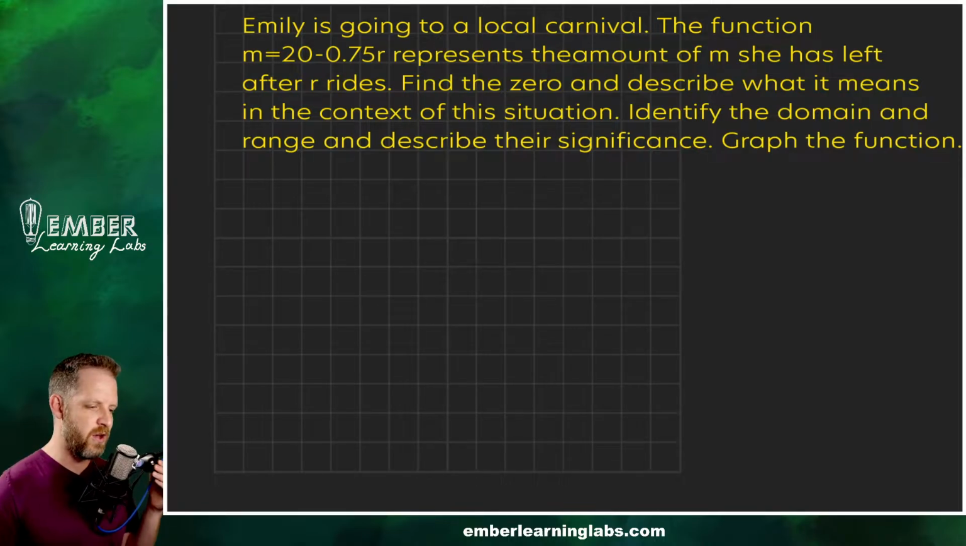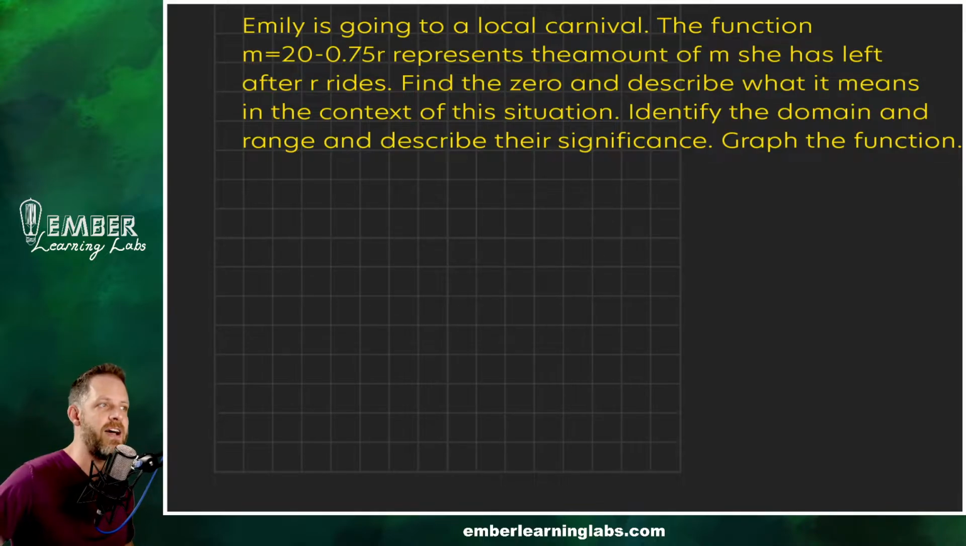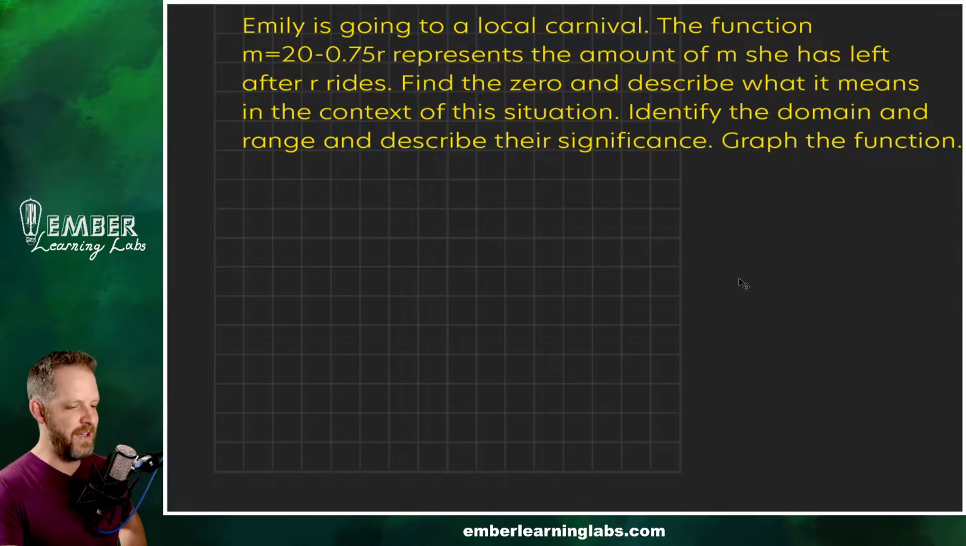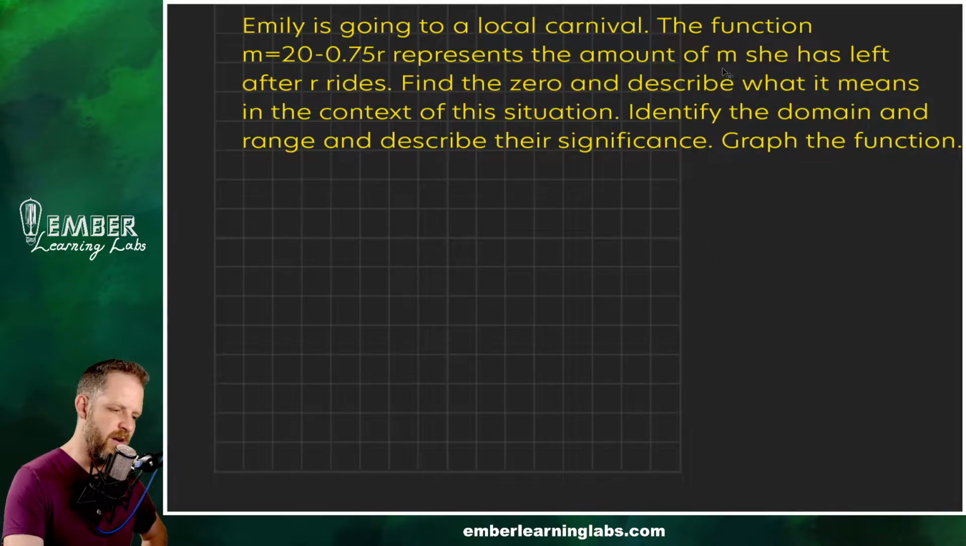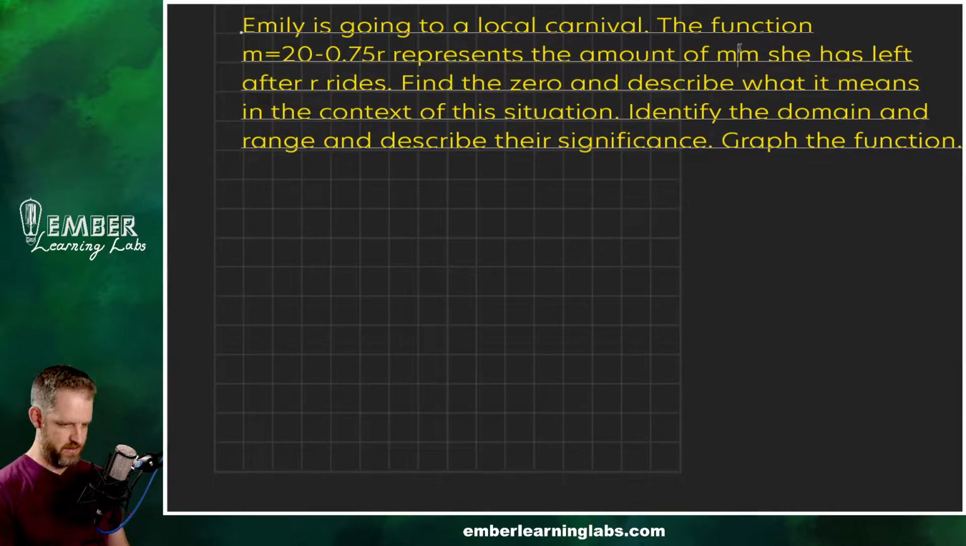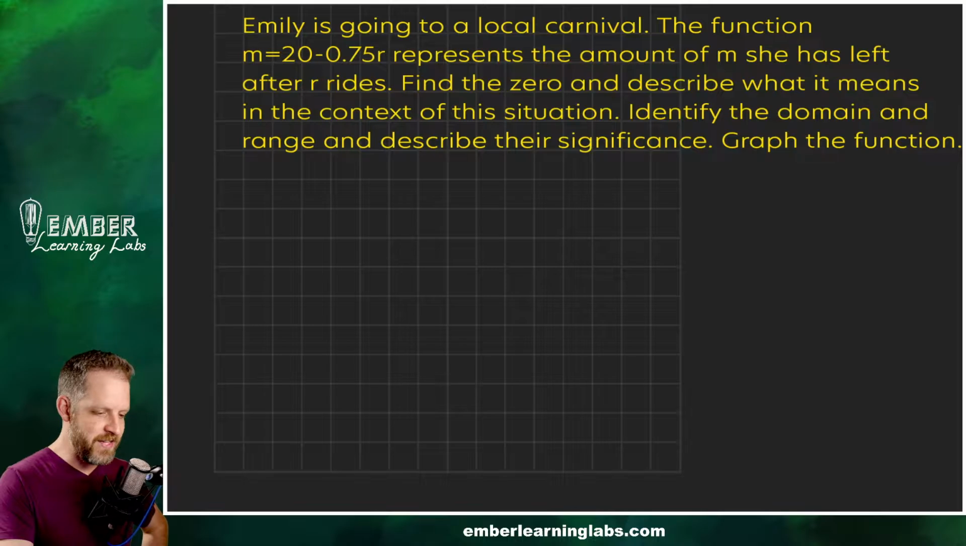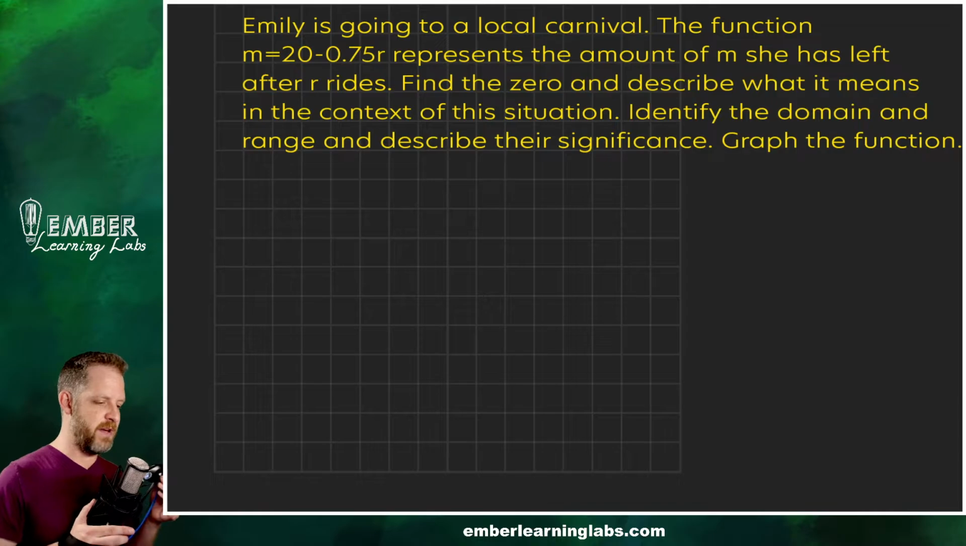Emily is going to a local carnival. The function m equals 20 minus 0.75r represents the amount of money m she has left after r rides. We tried to sneak that into one word. Let's fix it. Looks good. So much better. It should say money m. I'm not going to worry about the mess because that's going to mess everything up. Find the zero and describe what it means in the context of this situation. Identify the domain and range and describe their significance.